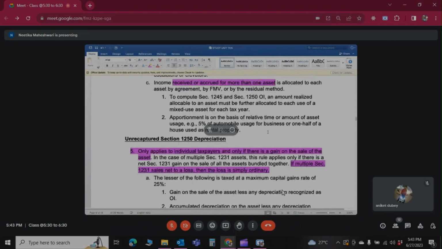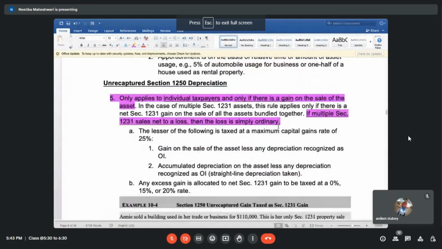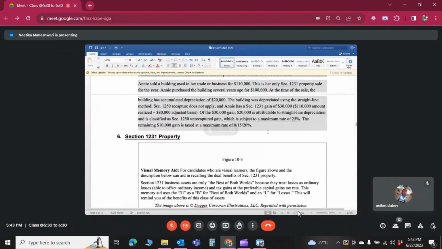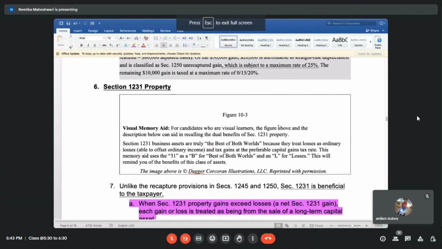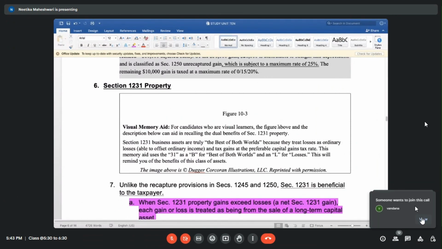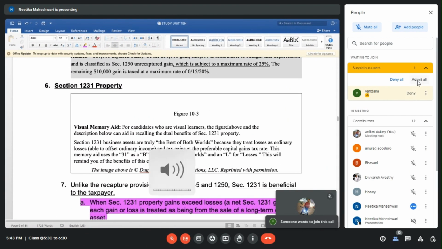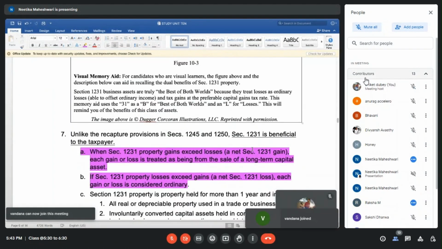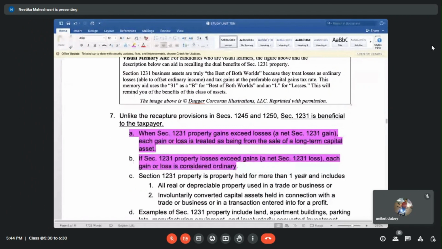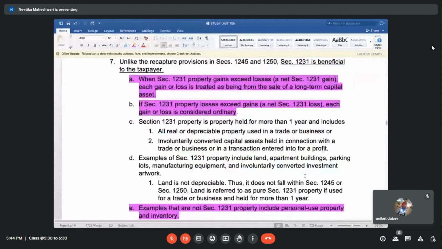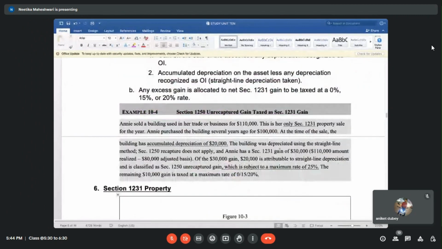Okay, so we need to start with section 1231, right? Before that, does anyone remember what is 1245 for and 1250? Vandana, do you know what is section 1245? Is it for depreciation recapture for real properties and non-real properties? Okay, so yeah, that's what it is. And if we don't remember, we can just go over that again.